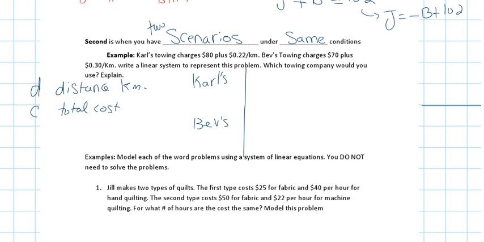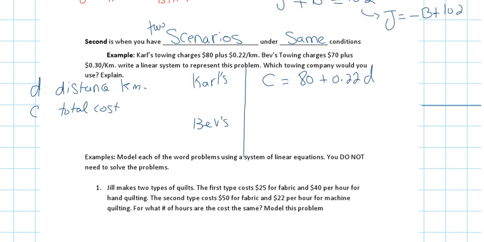So, what would be the cost for Carl's? The cost for Carl's equals 80 plus 0.22 times what? How many kilometers am I driving? Do I know? No. So what letter do I use for the kilometers? D, like I said. So it's going to be 0.22 times D. It depends on how much you drive.